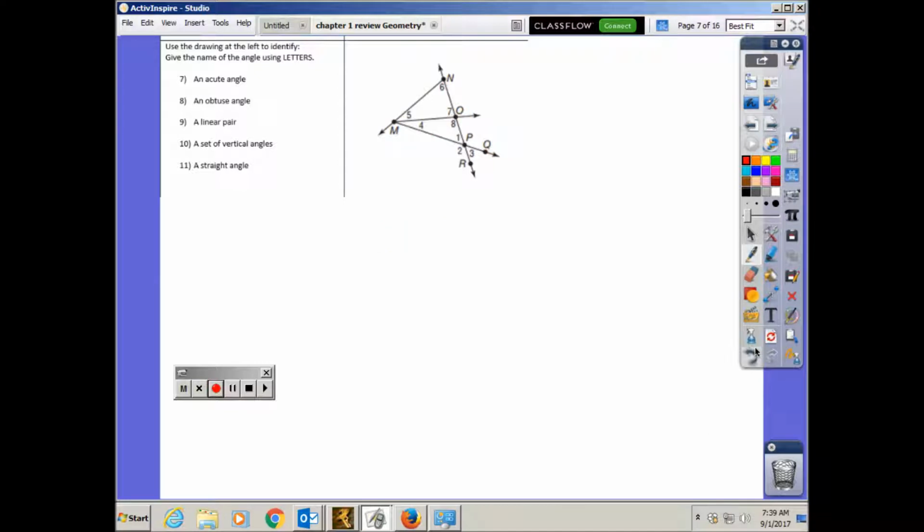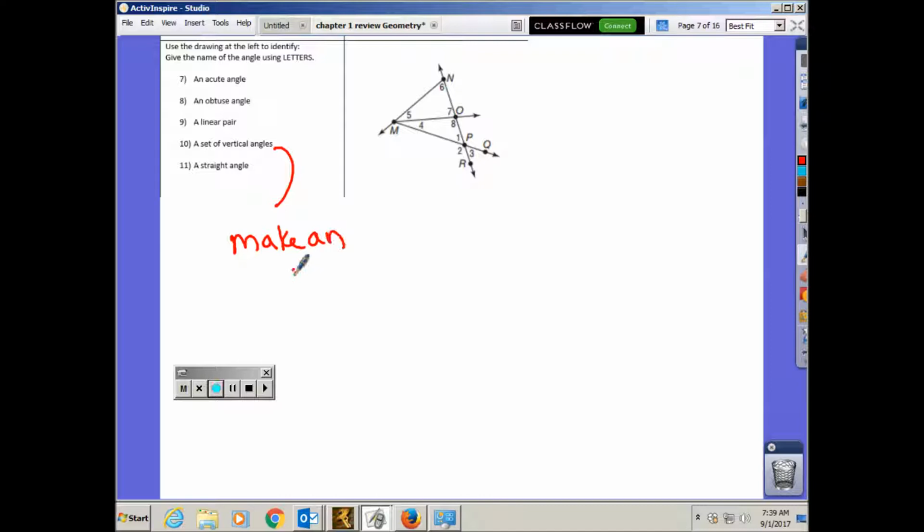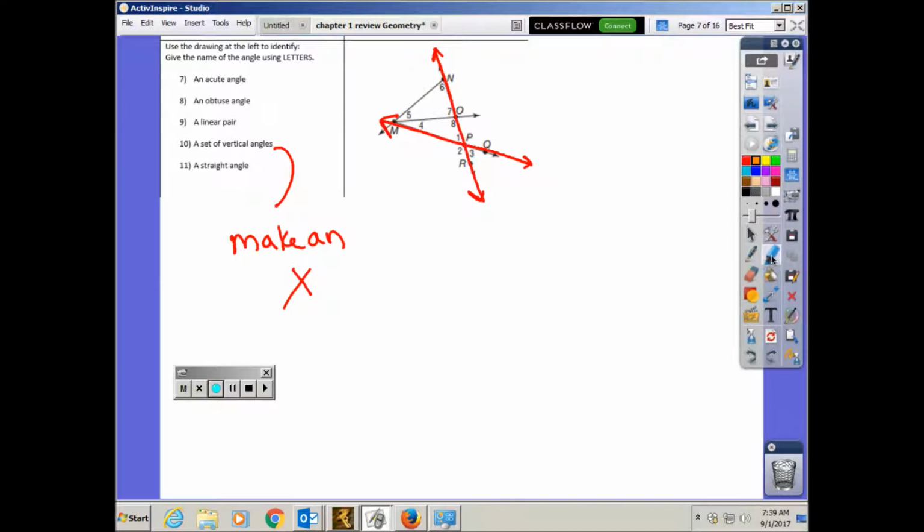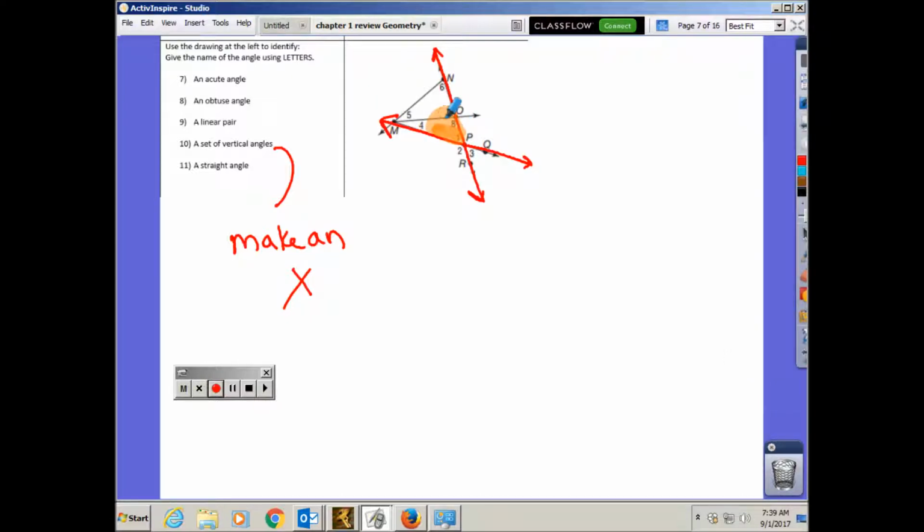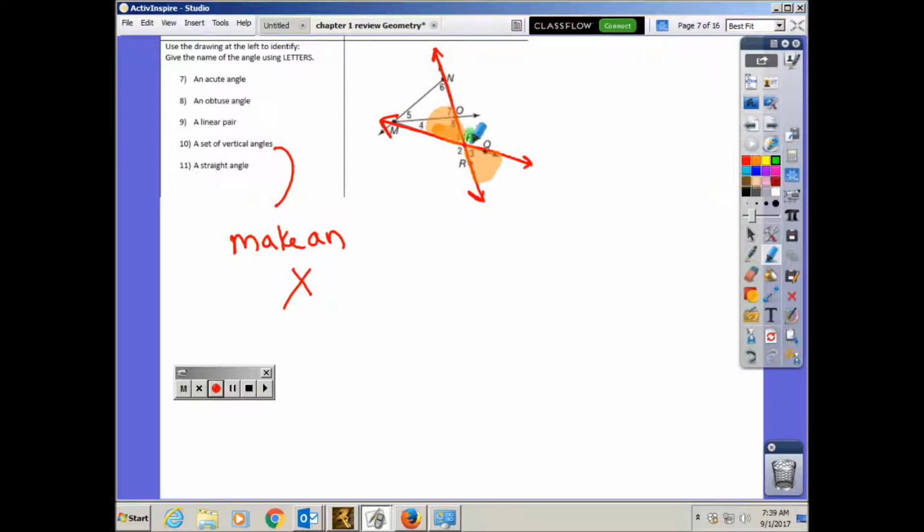For vertical angles you want to think of angles that make an X. So I'm going to look here and I'm going to find two lines that make an X. Okay? So that's my vertical angles. And I have two sets of vertical angles. Vertical angles are angles that are kind of opposite each other. So that's one set in orange. And there's another set here.